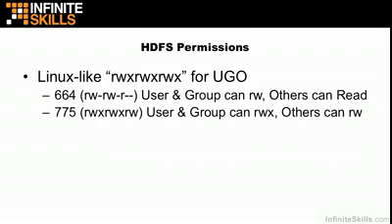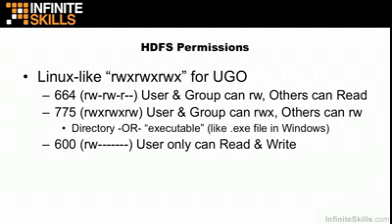Another common permission that we see for directories especially is RWX, RWX, RW. What this means is that the specific user or the group that belongs to that file can read, write, and execute that file, but others can only read and write. They wouldn't be able to execute. This is a common permission that we see on directories.